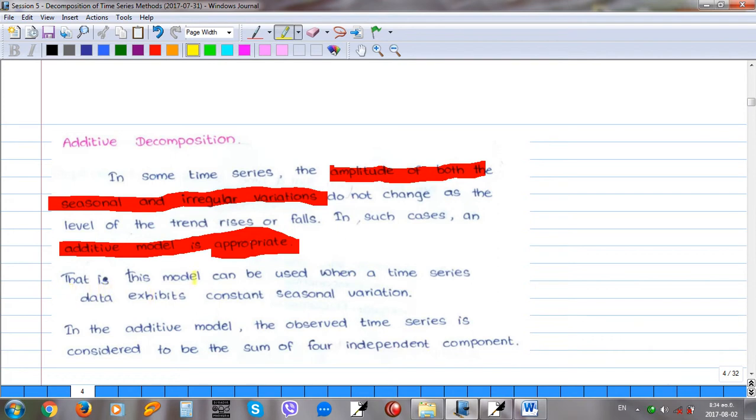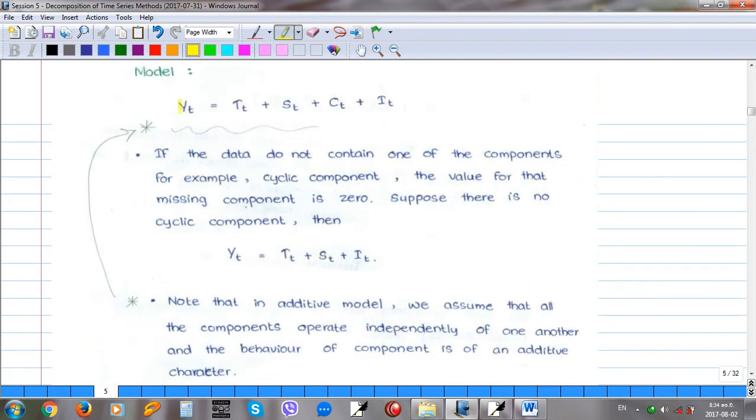This model is used when the time series data exhibit constant seasonal variation. In this additive model, the observed time series is considered to be the sum of 4 independent components. So in the additive model we find the sum of 4 independent components. The model is Yt equals Tt plus St plus Ct plus It. We have to add all of these 4 components in the additive model.